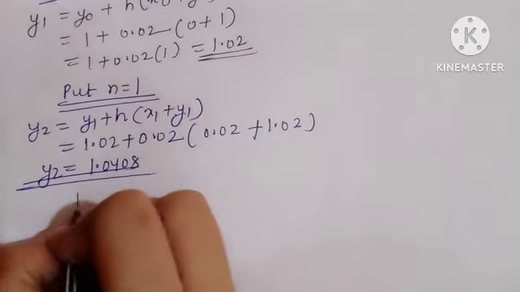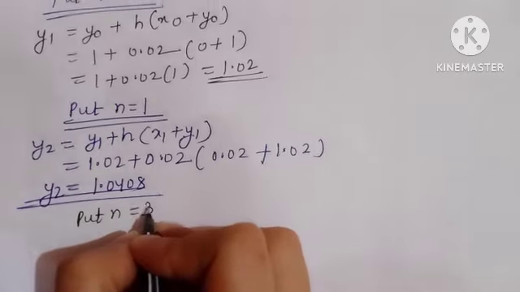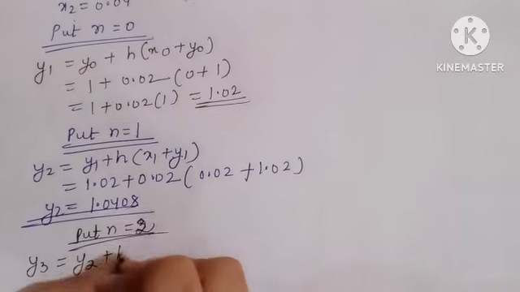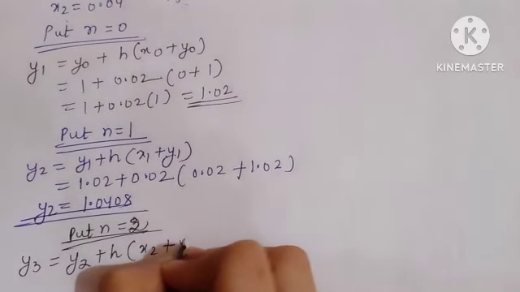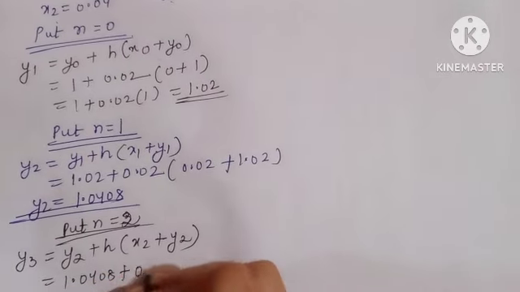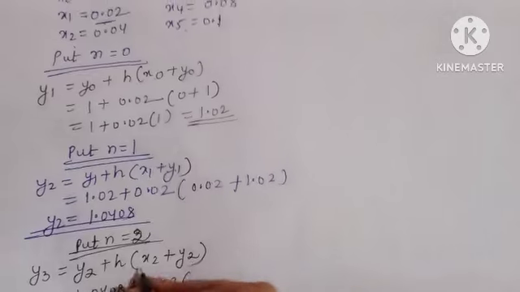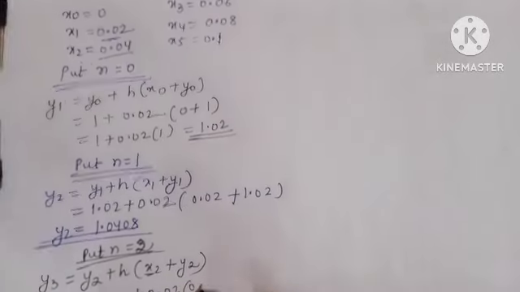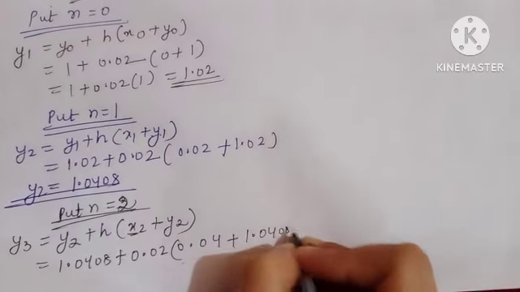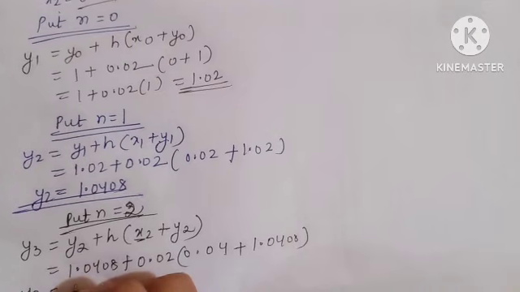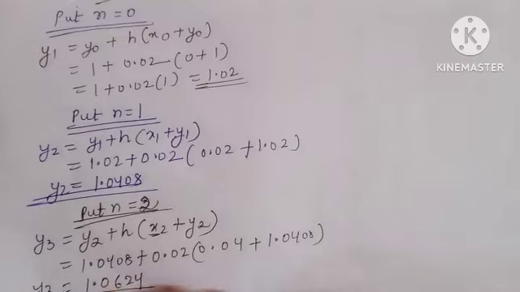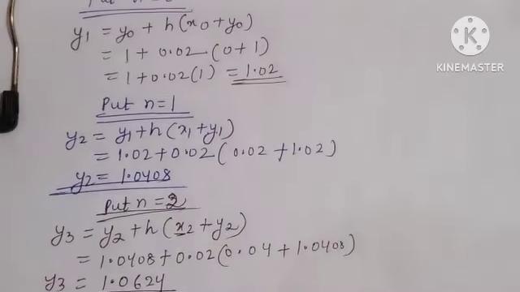Like this, 1 is over, now put n equal to 2. y3 is equal to y2 plus h times (x2 plus y2). So 1.0408 plus the value of h, 0.02, times (the value of x2, 0.04, plus the value of y2, 1.0408). So we got y3 equal to 1.0624. We are getting this value with the help of a scientific calculator.